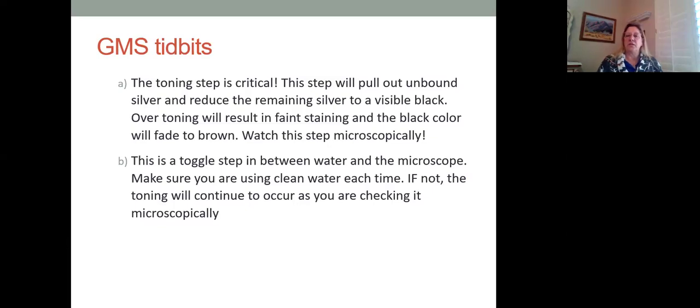So, a few GMS tidbits. Again, that toning step is critical. You can pull out unbound silver, and you're reducing that silver to a visible black. And again, overtoning will fade to a brown and fade to a red. And you have to watch this step microscopically. So you're going to have to start getting used to this toggling.